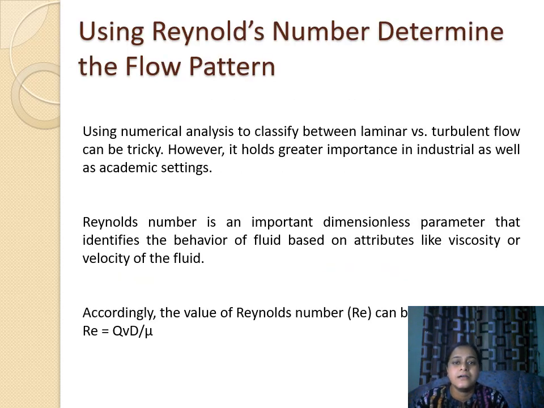And next, we describe how to determine the flow pattern using the Reynolds number. Using numerical analysis to classify between laminar and turbulent flow is very tricky. However, it holds great importance in industrial as well as academic sections. So the Reynolds number is an important dimensionless parameter that defines the behavior of the fluid based on attributes like viscosity or velocity of the fluid. According to the values of the Reynolds number, Re equals rho V D by mu.